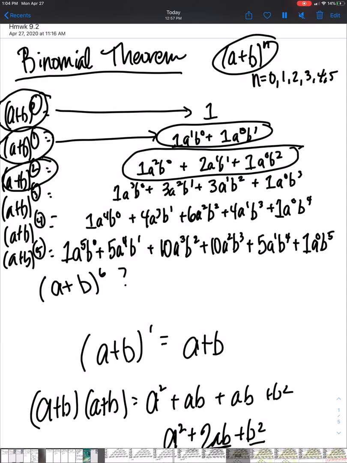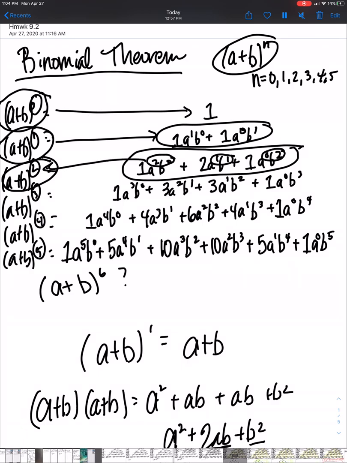Notice all the exponents have to add up to 2. That's the number I'm using, so they're all adding up to 2: 2 plus 0, 1 plus 1, 0 plus 2. That's an important thing we need to note. And now look at the next one: 3 plus 0, 2 plus 1, 1 plus 2, 0 plus 3. It all adds up to 3. We will be using that in the future, so I wanted you to notice the pattern there.